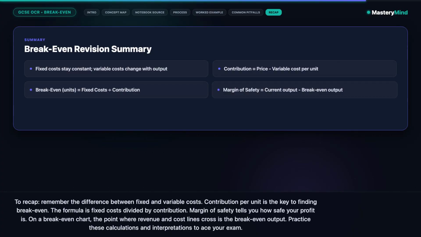To recap, remember the difference between fixed and variable costs. Contribution per unit is the key to finding break-even. The formula is fixed costs divided by contribution. Margin of safety tells you how safe your profit is. On a break-even chart, the point where revenue and cost lines cross is the break-even output. Practice these calculations and interpretations to ace your exam.